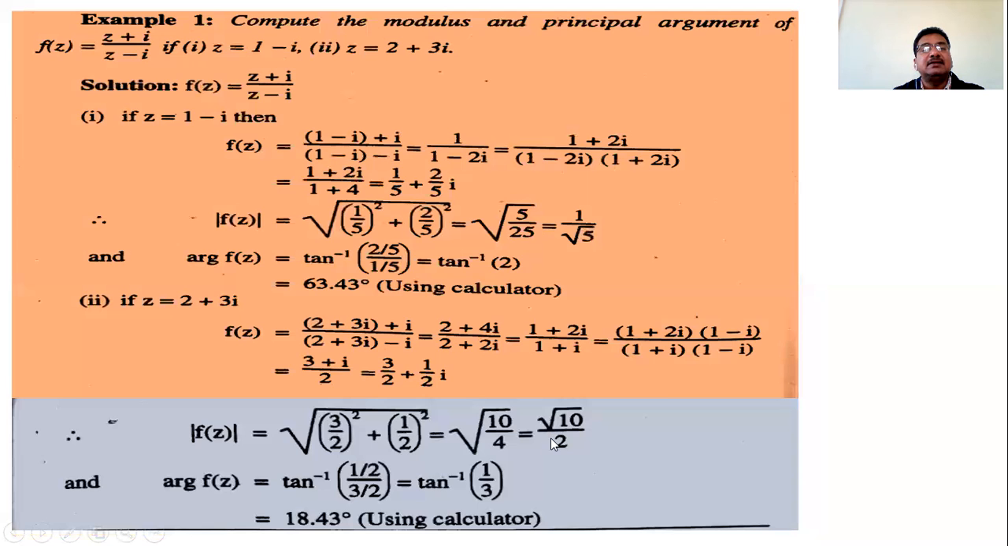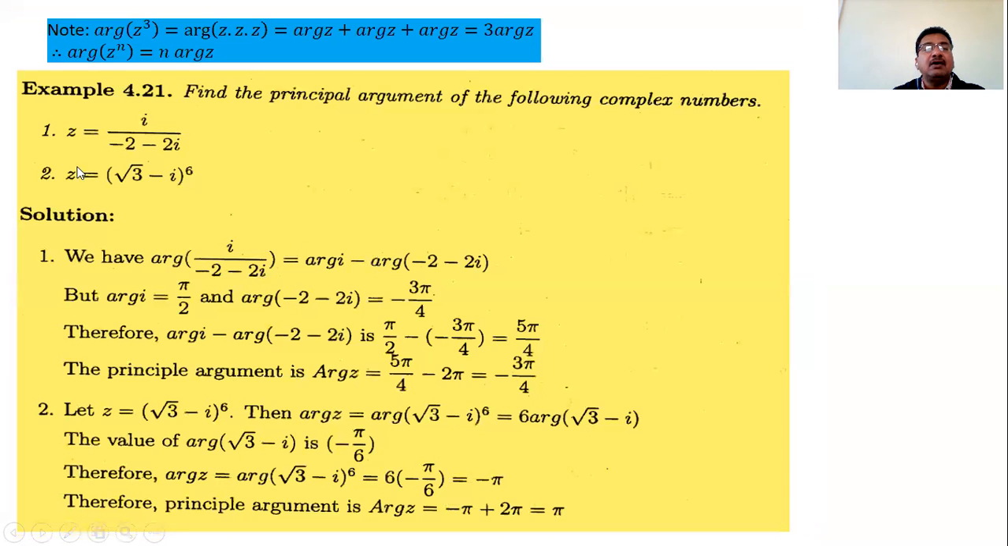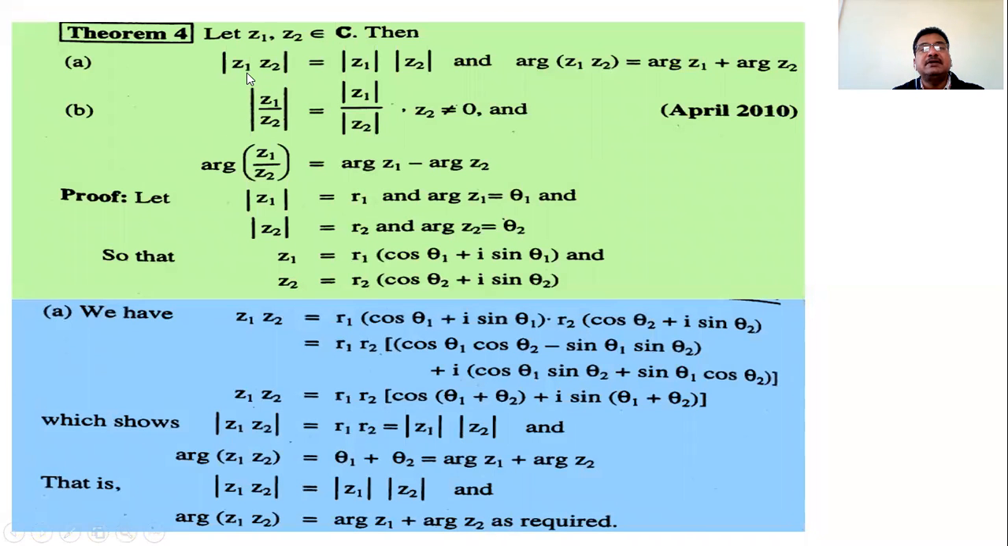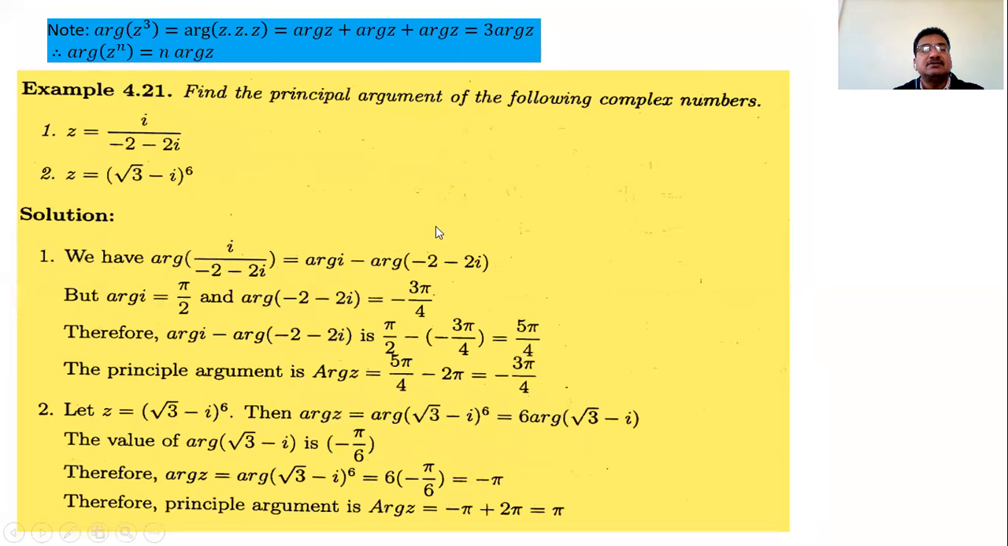We can also apply that method for this example, or we can now use this theorem. That is, argument of z1 into z2 is argument of z1 plus argument of z2, and argument of z1 by z2 is argument of z1 minus argument of z2. We have to find the principal argument only. If I have to find the modulus, then convert this number to x plus iy form. But to find the principal argument, there is no need to convert this number to the form x plus yi.